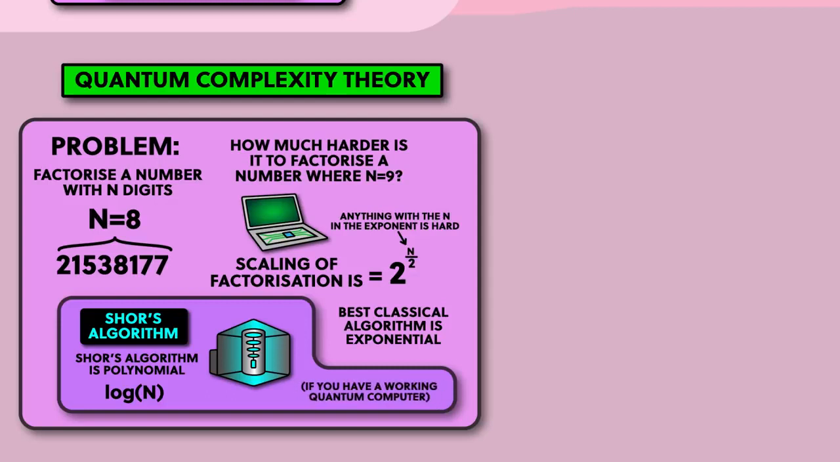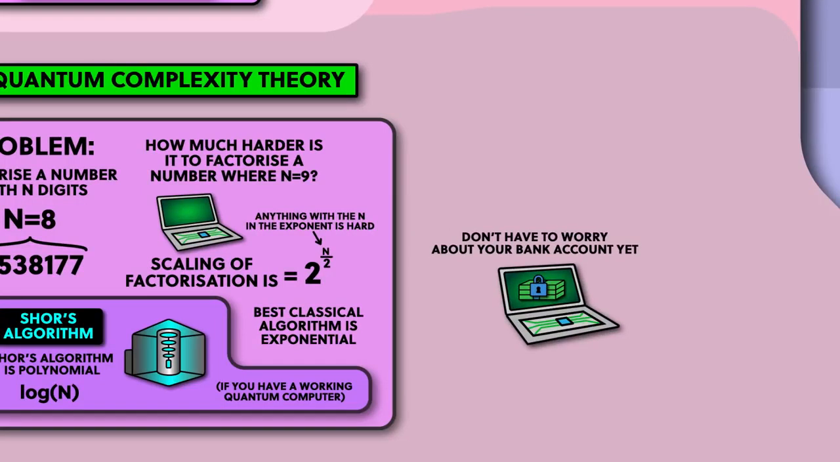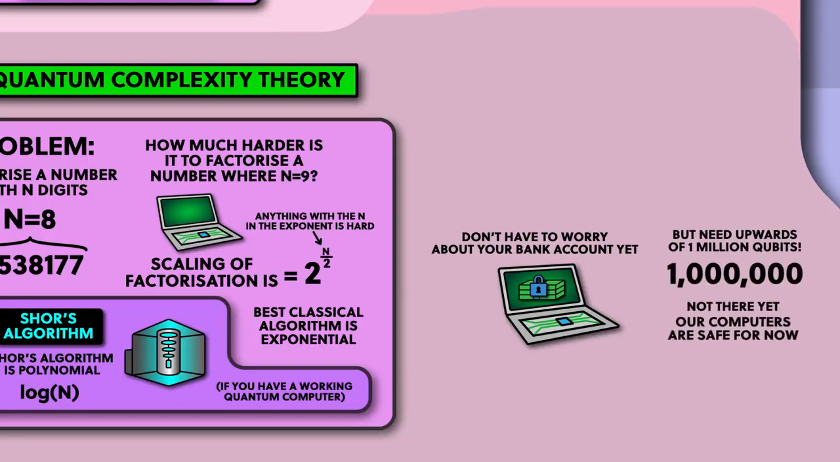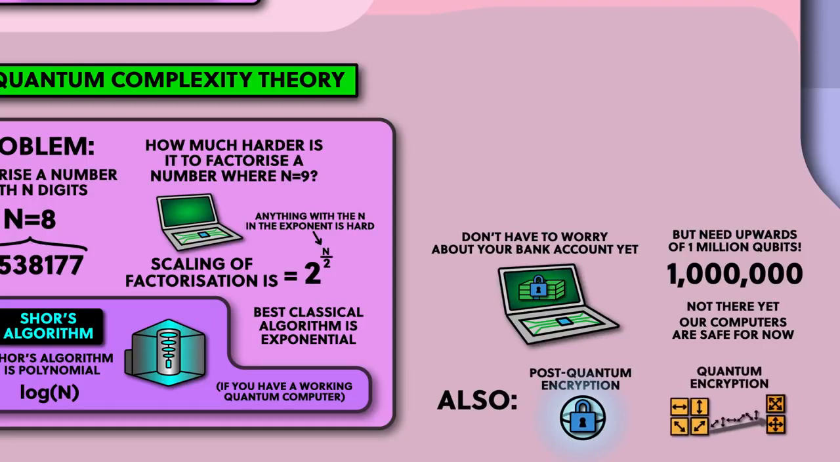Solved, that is, if you have a working quantum computer, which is what people are working on building. But you don't need to worry about the security of your bank account yet, because today's quantum computers are not able to run Shor's algorithm on large numbers yet. I've estimated that they'd need about 1 million qubits to do so, but so far the most advanced universal quantum computers have around 100. Also, people are working on what's known as post-quantum encryption schemes, which don't use integer factorization. And another technology from the world of quantum physics can help here too, a cryptographic scheme known as quantum cryptography.